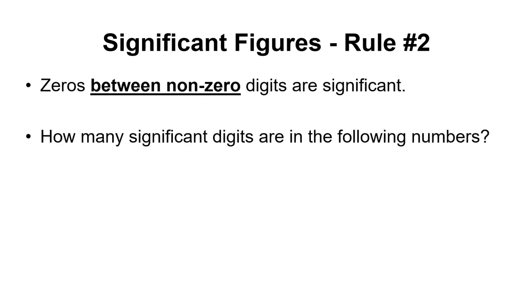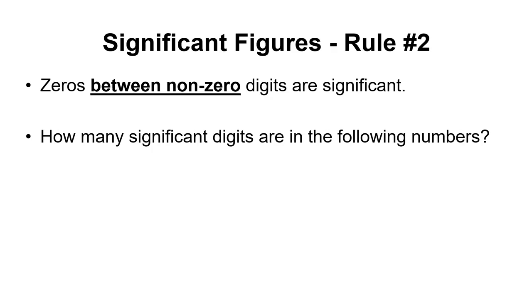Let's look at the second rule. Zeros between non-zero digits are significant. It means that zeros that are not between non-zero digits are not significant. You could have seen with the 0.74, it's not between non-zero digits, so it's not significant. So what I'm saying is that leading zeros and trailing zeros are not significant. The significant digits are the ones that are between non-zero digits.